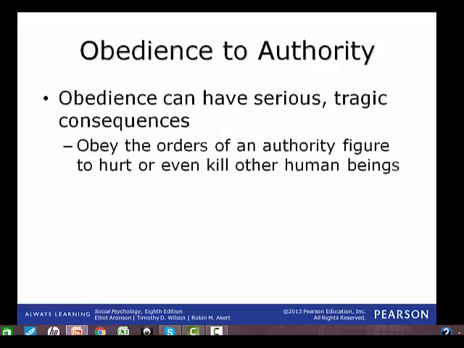Obedience is typically a good thing as long as what we're being told to do is a good thing, right? But sometimes, perhaps, people who are in authority give us orders that are not good, right? So it can have serious, tragic consequences. Perhaps if we're ordered to hurt or even kill other human beings.